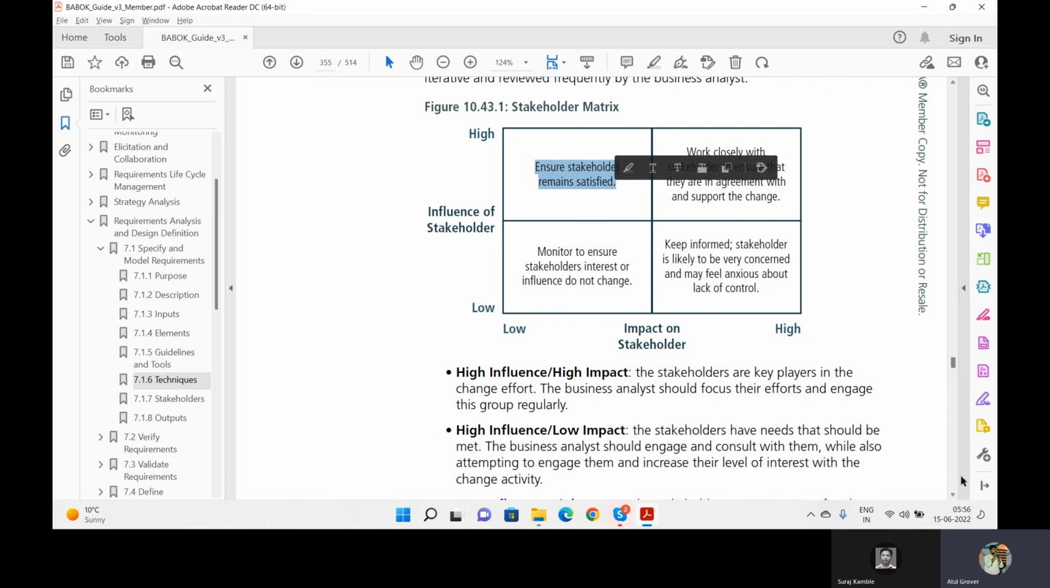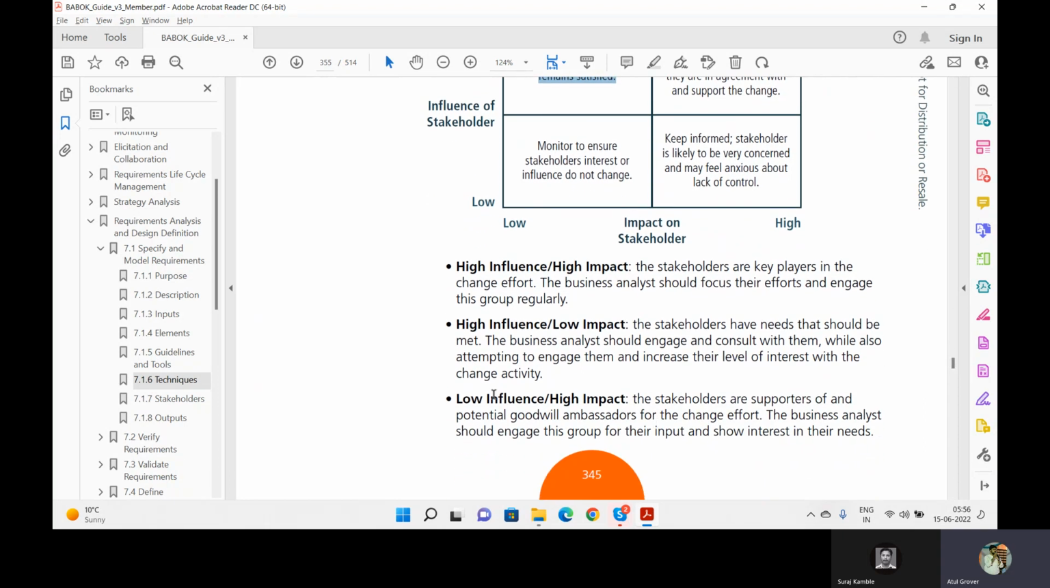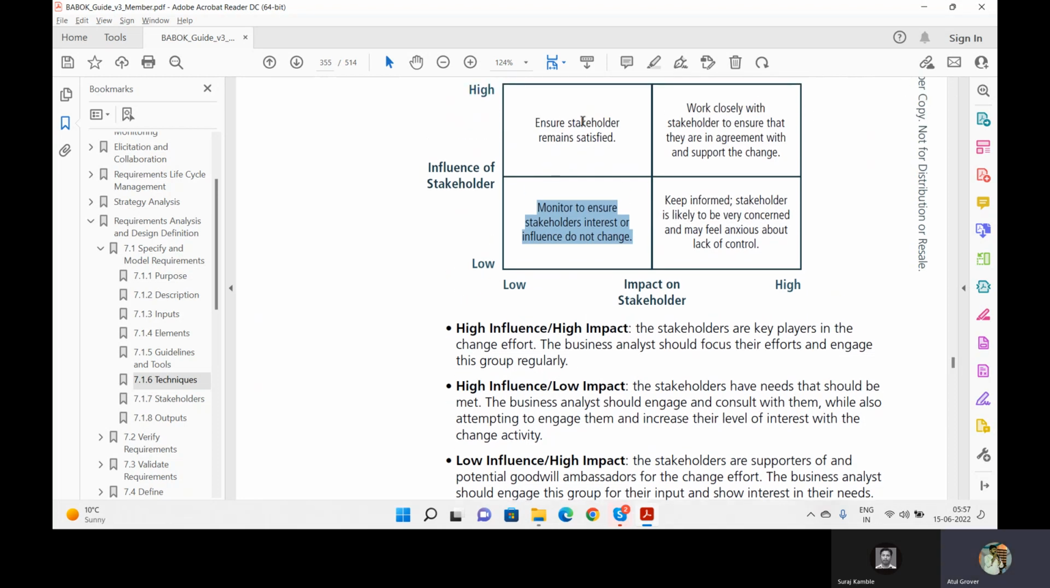Okay. Then the third one is low influence, high impact. Sorry, we did it vice versa. The one above was to monitor, to ensure stakeholder interest or influence doesn't change. For low influence and high impact, the approach is keep informed. These are the stakeholders likely to be concerned. Stakeholder impact is high and influence is low, okay. Keep informed.